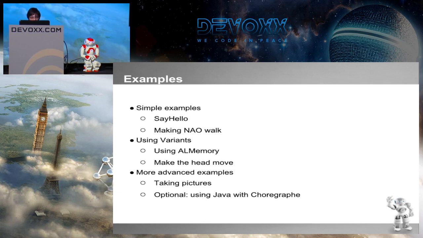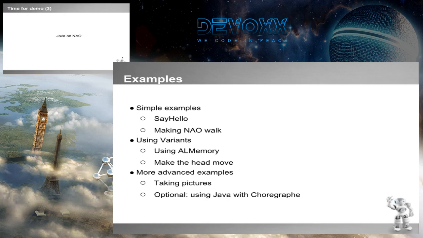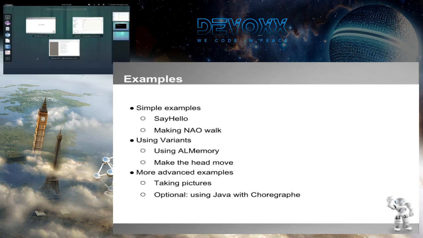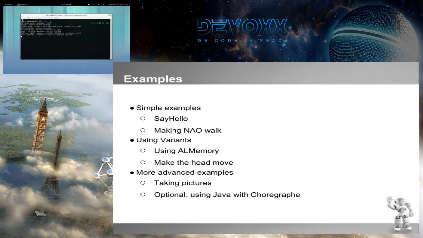So let's do that. Here I'm going to connect to the robot. So here we go. The nice thing about the operating system you have on the robot is that it's just a standard Linux. So here I'm using SSH as I would do for any remote Linux box. And you've got some pre-compiled executable on the robot, so I can just type say, and it's going to say something. Yeah, so that was easy.